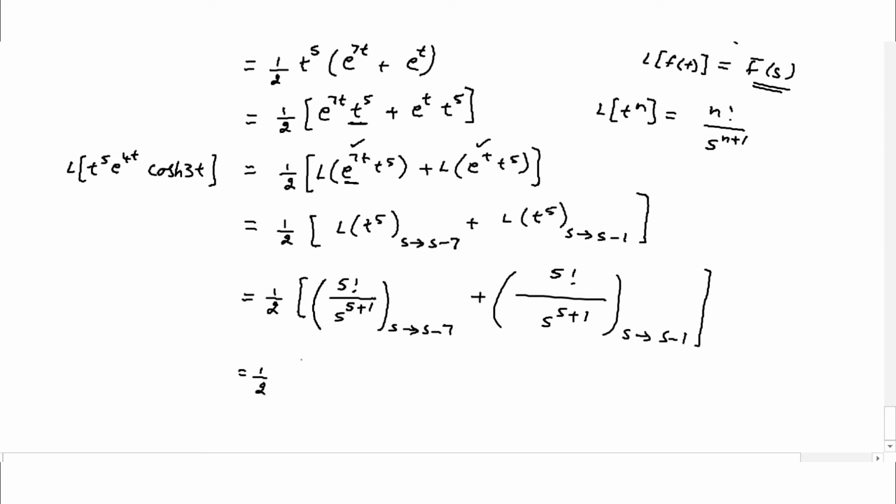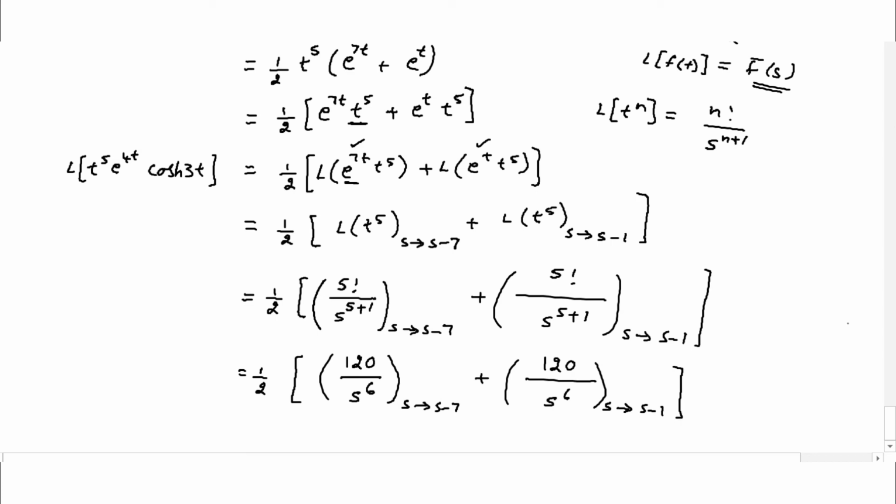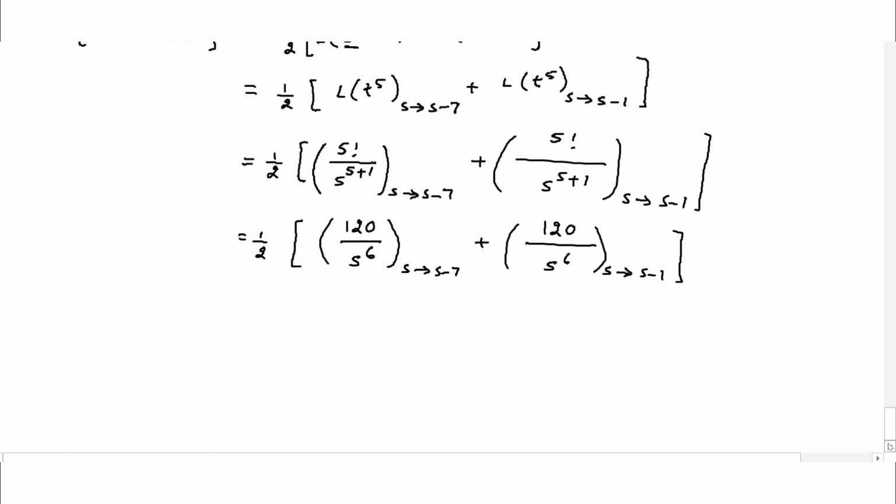which is nothing but 1 by 2 times of. We know 5 factorial is 120 divided by s power of 6. S is being shifted to s minus of 7 plus here also it is 120 divided by s power of 6. S is being shifted to s minus of 1. Now just replace the value of s in the first term to be s minus of 7. We get the result to be equal to 1 by 2 as it is. It is 120 divided by s minus of 7 whole power of 6 plus 120 as it is whole divided by s is being shifted to s minus of 1 whole power of 6.